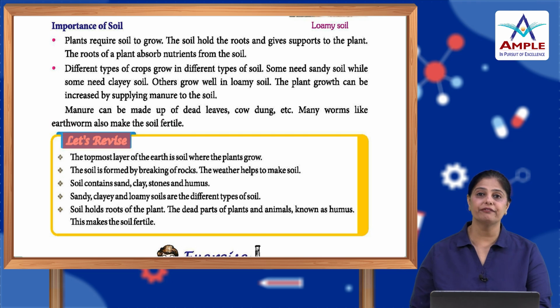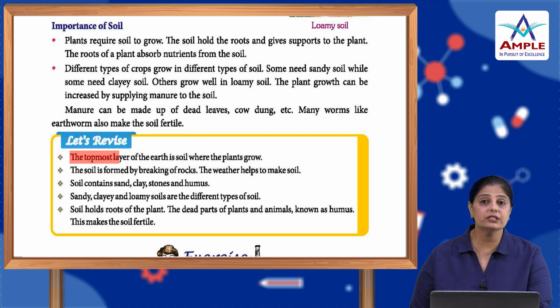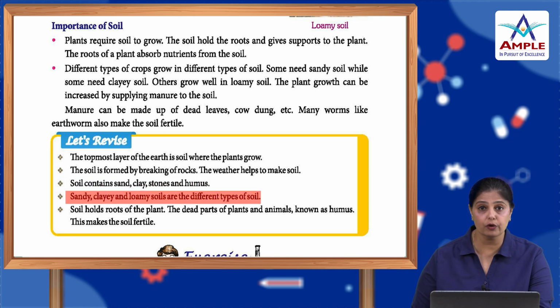All right. Now, let us revise this chapter. The topmost layer of the earth is the soil where the plants grow. The soil is formed by breaking of rocks. The weather helps to make soil. Soil contains sand, clay, stones and humus. Sandy, clay and loamy soils are different types of soils. Soil holds roots of the plant, and the dead parts of plants and animals are known as humus. This makes the soil fertile.